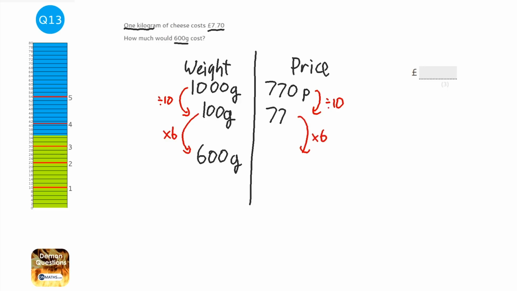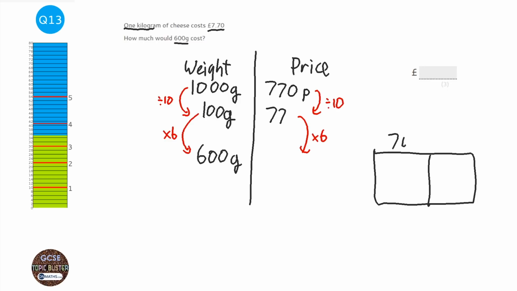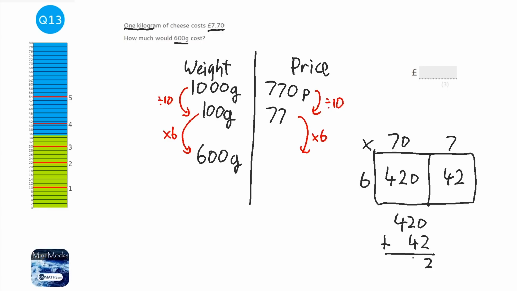Okay, so if you've got a calculator, you can just type it in, but let's assume that you don't for this question. So we've got 77 times 6. 6 times 7 is 42. Add a 0. 6 times 7 is 42. Add them together. Probably don't need to do this, but anyway, I'll do it anyway. 462 pence, but in pounds it would be £4.62.